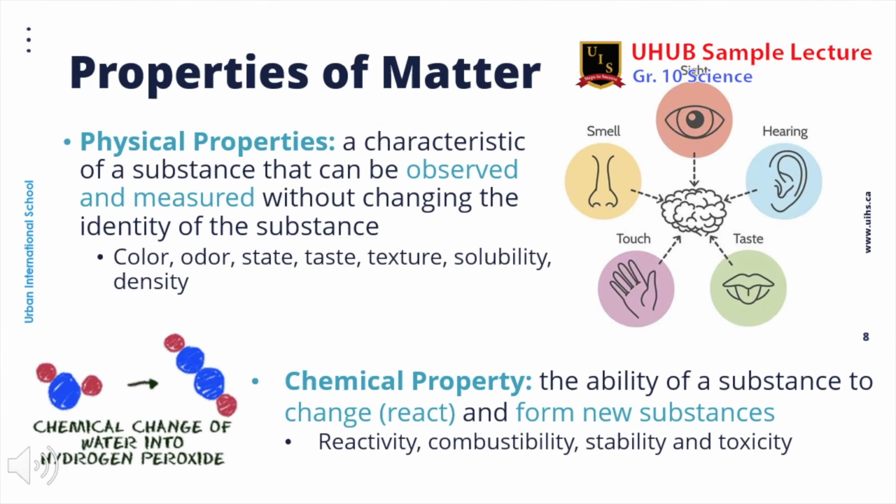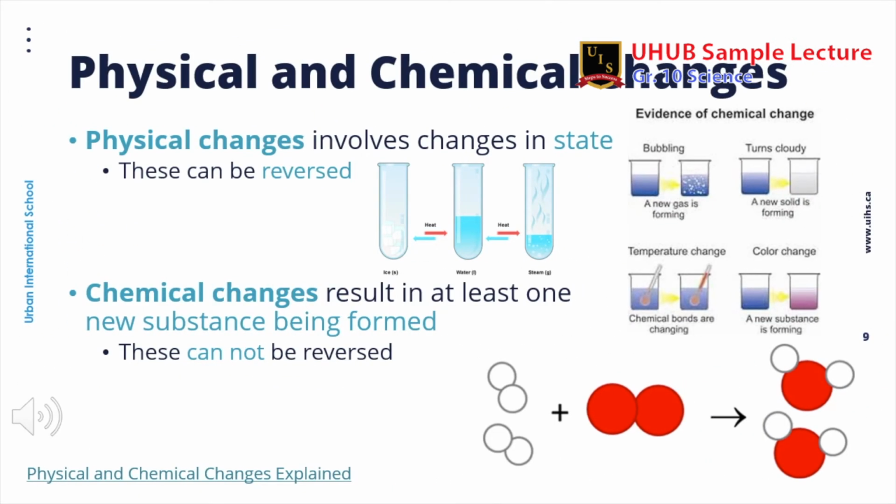In the previous video you watched, they mentioned some properties of matter. Matter has two types of properties, physical and chemical. Physical changes usually involve changes in state, which can usually be reversed. Chemical changes involve a chemical reaction occurring.